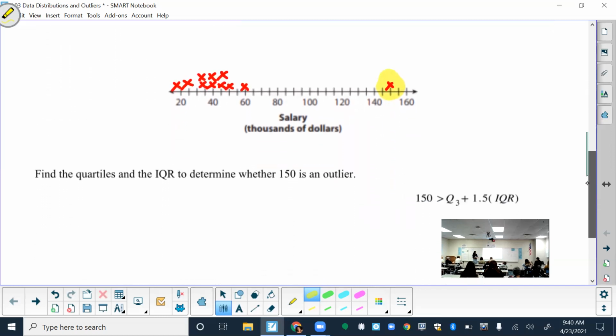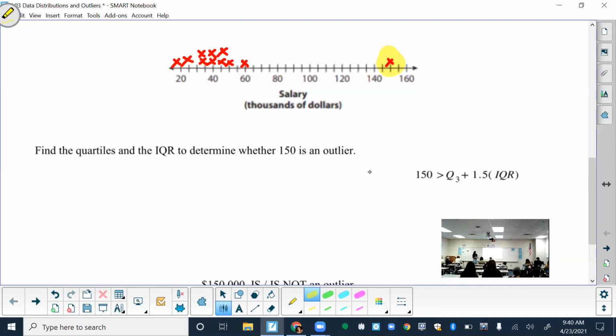So scrolling down, we are going to determine if the 150 actually is an outlier by using one of the formulas at the top. Which one are we going to use, the one for the smaller numbers or the one for the bigger numbers? Bigger, because the 150 is a lot bigger than the rest of the data. So copy that equation over. I believe it's x greater than Q3 plus 1.5 times the IQR.